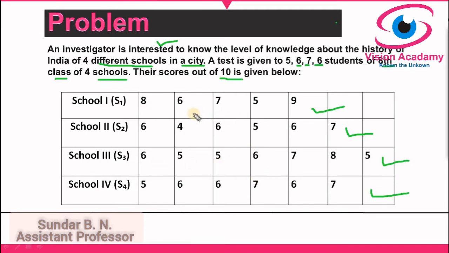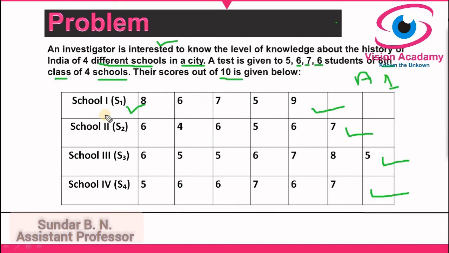So in this situation we have 4 samples, so we cannot go for a 2 sample t-test. And very importantly, an investigator is interested to know the level of knowledge about the history of India. So when we want to consider more than 2 groups, we have to go for ANOVA. And in this example we have to decide whether we are going to consider this situation under one-way ANOVA or two-way ANOVA. Since there is only one category, that is the school category, under school factor we have 4 schools, and we don't have one more category here, so we can go for one-way ANOVA in this situation.